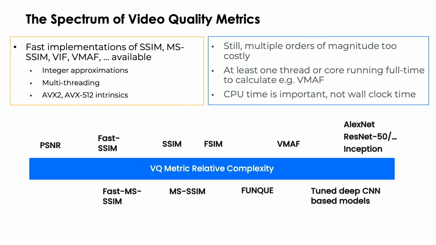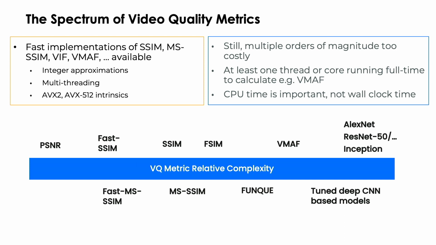Now, on the right side of the spectrum, we also see very complex, deep CNNs. I think the most extreme examples are the black box approaches, which will reach high correlation with subjective quality scores. But again, you can imagine that applying a 100-layer deep neural network, trying to integrate that into a real-time encoder is just not going to work. So we're talking about maybe thousands or more times too complex.